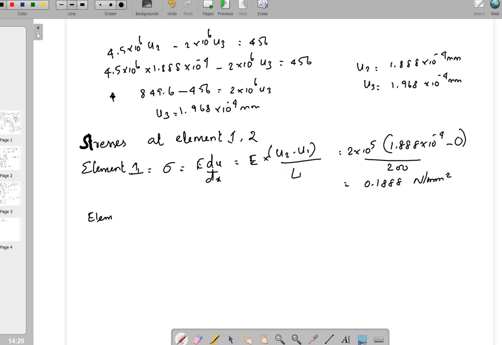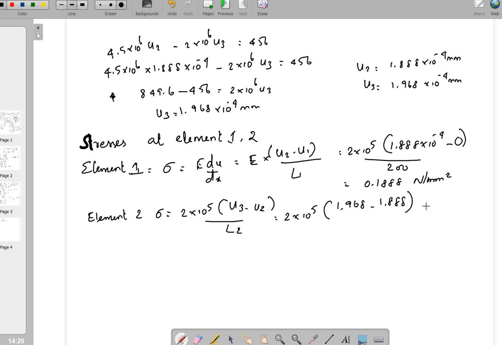For element 2, sigma is equal to 2 into 10 power 5 times u3 minus u2 by L2. So 2 into 10 power 5, u3 is 1.968 minus u2 is 1.88, into 10 power minus 4, divided by 200. This will give the value 0.008 Newton per mm square. So we got the answers. Kindly check these answers and we'll meet in the next problem.